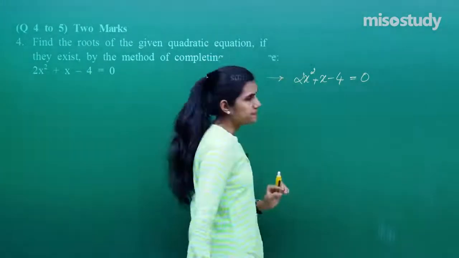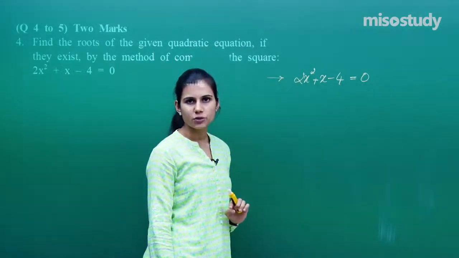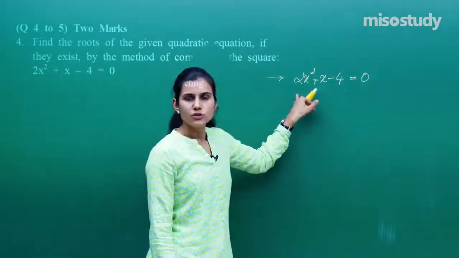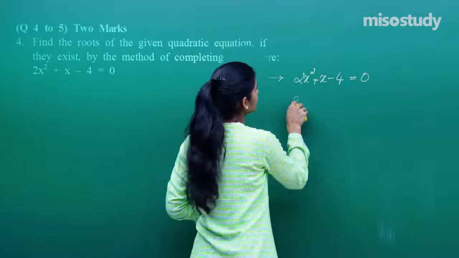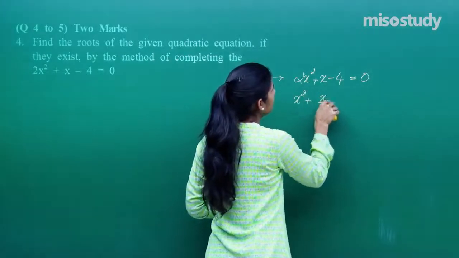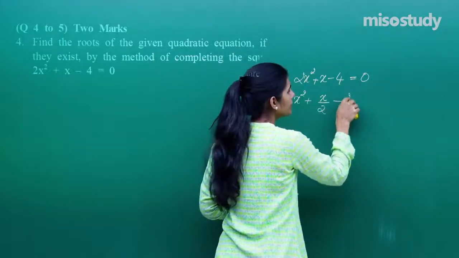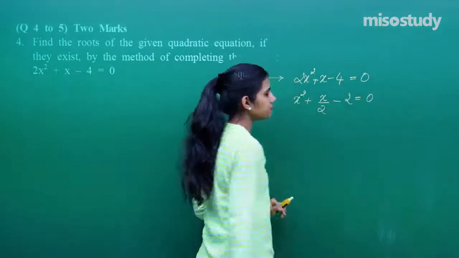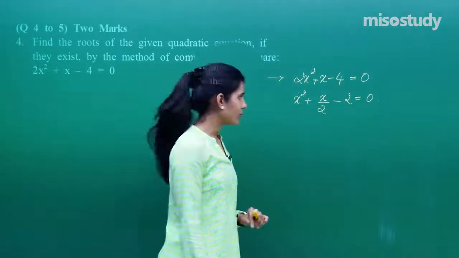What is the first step? First step is to make the coefficient of x square 1. So you divide throughout by 2, you get x square plus x by 2 minus 4 by 2, that is 2, 0 by 2 is 0. I have made the coefficient of x square 1.